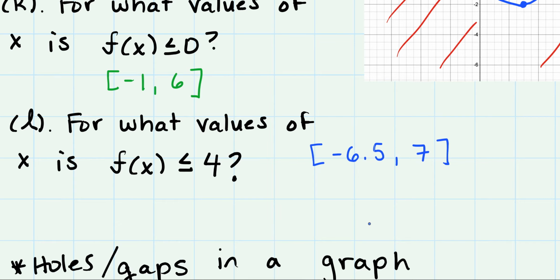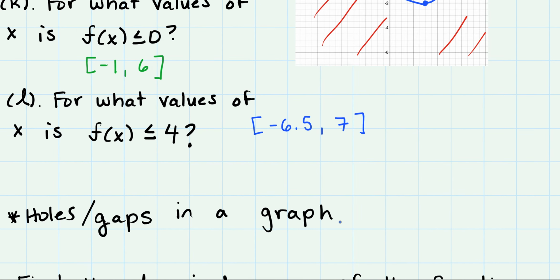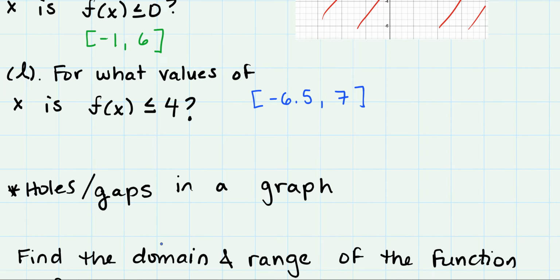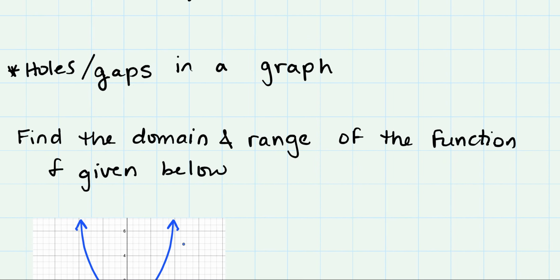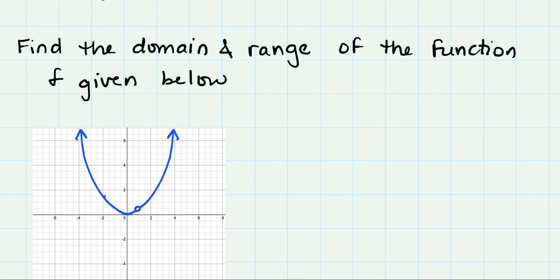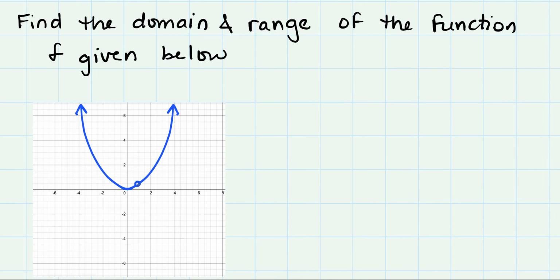Okay, let's move on. Our next topic is holes and gaps in a graph. So holes are exactly what you think they are. Here I have a graph with a hole right here, and that means that I don't have a colored in point. There's no point at this location.